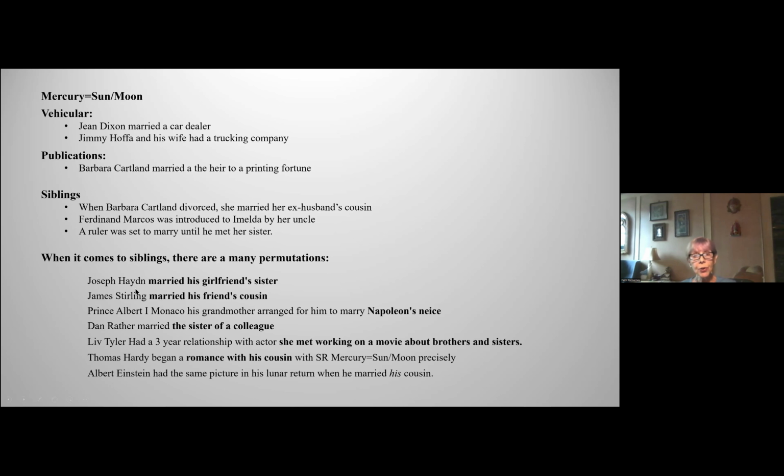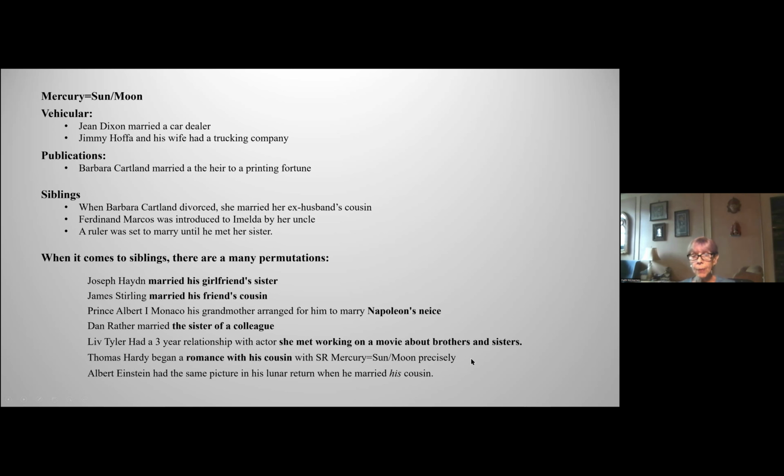Here's one. Joseph Haydn married his girlfriend's sister. He had a girlfriend, she had a sister, he married her. James Sterling, I think he's an author, married his friend's cousin. Here's a prince whose grandmother arranged for him to marry the niece of Napoleon. Here's somebody who married the sister of a colleague. Here's an actress who met her boyfriend when she was working on a movie about brothers and sisters. And here's an author who had a romance with his cousin.